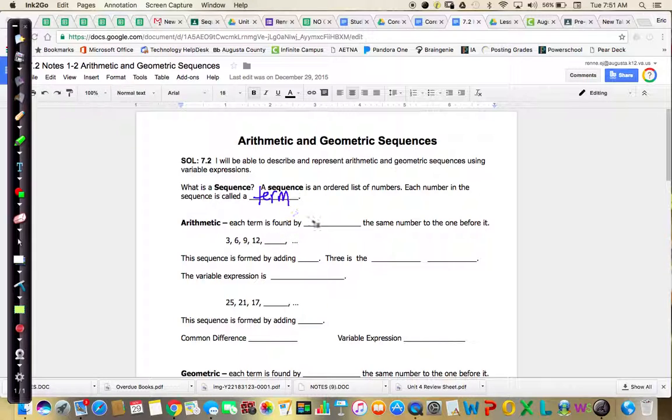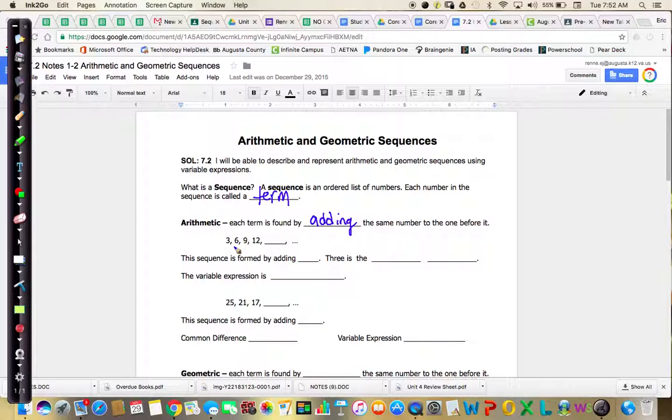Arithmetic sequence. Each term is found by adding the same number to the one before it. You might also hear people say add or subtract, because you can add positives and you can add negatives. And when you add negatives, that's the same as subtracting a positive.